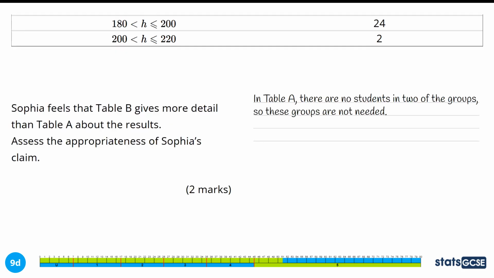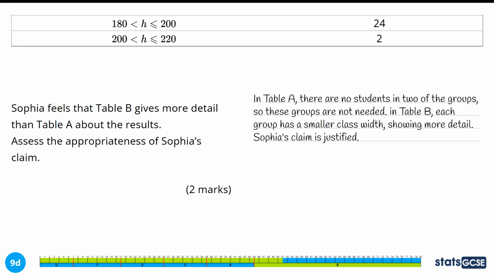So in Table A, there are no students in 2 of the groups, so these groups are not needed. In Table B, each group has a smaller class width, showing more detail. So Sophia's claim is justified. Make sure to always write the conclusion.